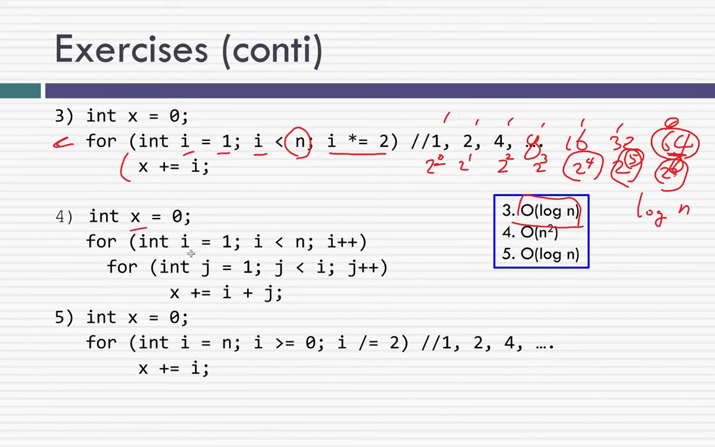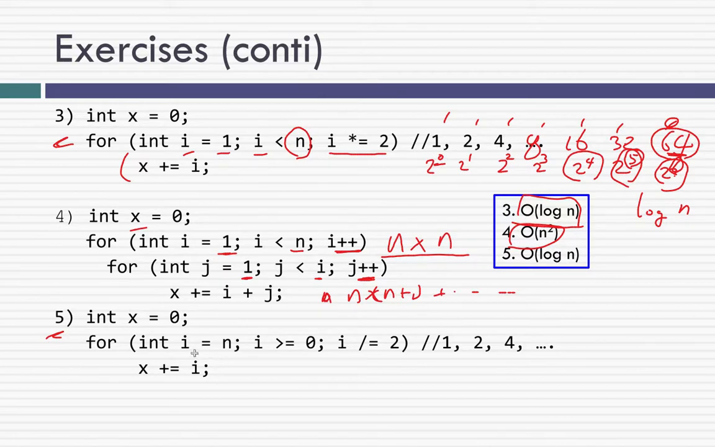And in this one, i goes from 1 through n, each time by 1. j goes from 1 through i, each time by 1. So it's approximately n times n. Actually, it's not exactly n times n, though. We do n first, then n plus 1, and n plus 2, and so on. But overall, the worst case is n times n. So a quadratic function is the time complexity.